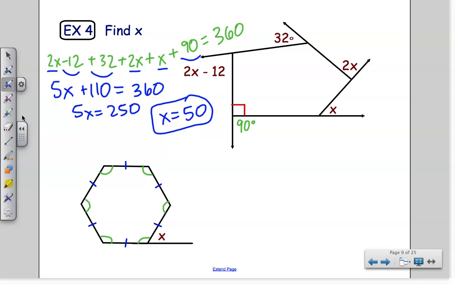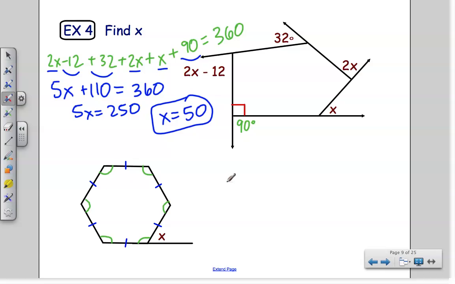Okay, what about in this next one? What would the measure of x be? Hey, x is an exterior angle, right? And it's the exterior angle of a six-sided figure. What's a six-sided figure called? A hexagon. What do you notice about this hexagon? Well, all the sides are congruent and all the angles are congruent, so it's a regular hexagon. So therefore, all of the exterior angles would have been the same as well.